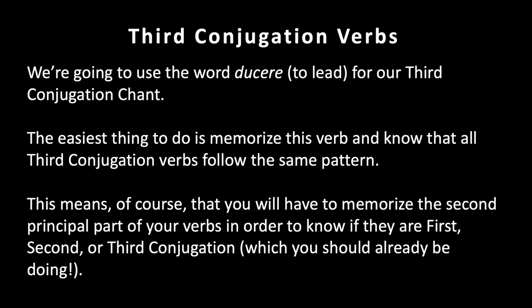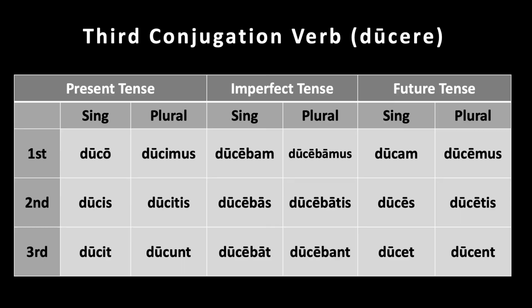Okay, so let's take a look at the third conjugation verb, ducere. Here it is with all of its forms. You see the present, the imperfect, and the future tense. The present tense and the imperfect tense should look very familiar. They're very similar to what we've learned for first and second conjugation. But you'll notice that the future tense is entirely different. You still have s, t, mus, tis, nt, but what comes before those is a bit different.